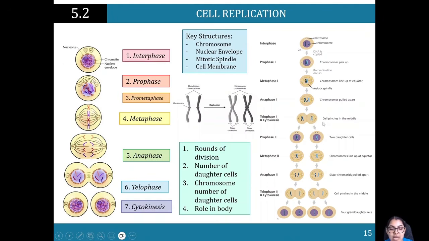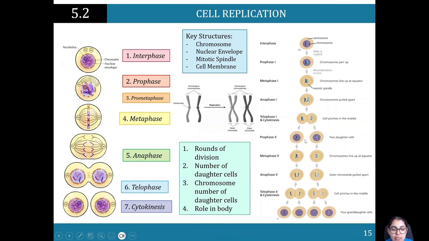telophase 1 and cytokinesis happen, so that the cell can pinch in the middle and become 2. Then we go all over again, but this time we don't have an interphase. We go straight to prophase 2. So in prophase 2, the two daughter cells line up again, and again we have metaphase. So this time no recombination occurs, no crossing over occurs.